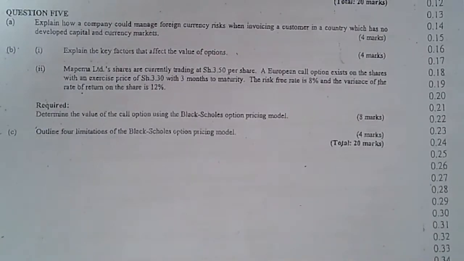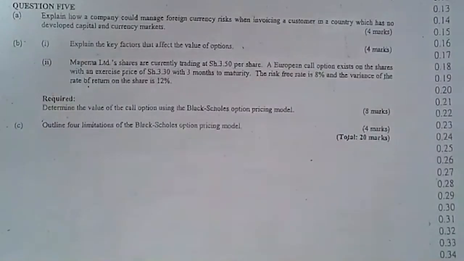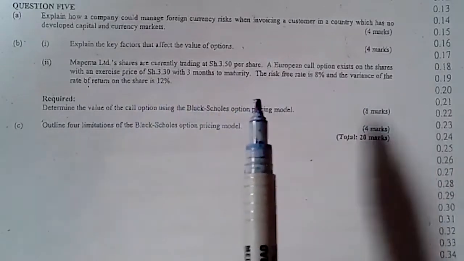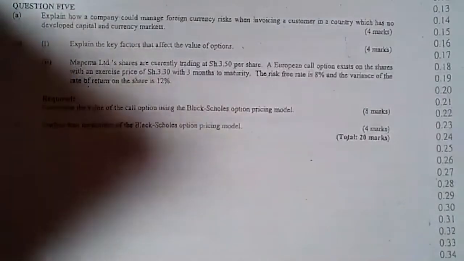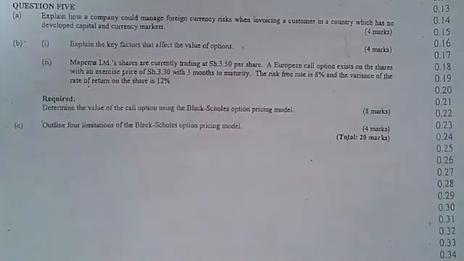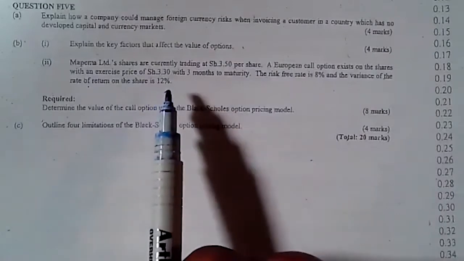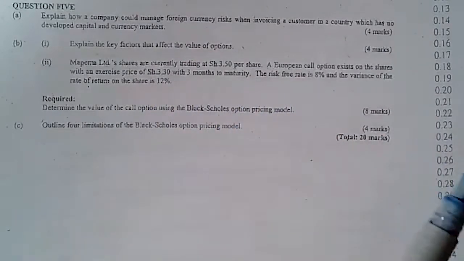Part B, part 2. We are told that Mapema Limited shares are currently trading at 3.5. That's the market price per share. That means the MPS is 3.5. A European call option exists on the share with an exercise price of 3.3. That means our E is 3.3. Also, we are told there are 3 months to maturity. So 3 months to maturity, what does that mean?